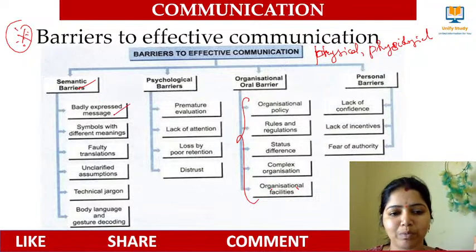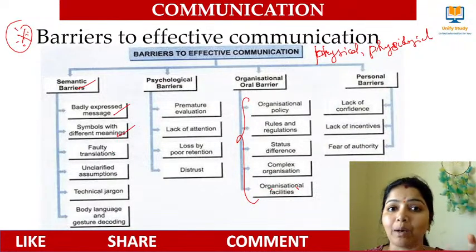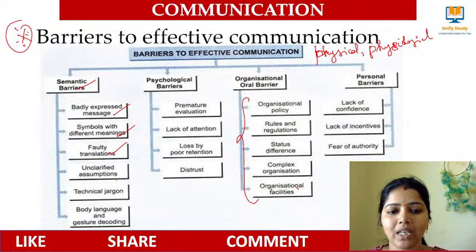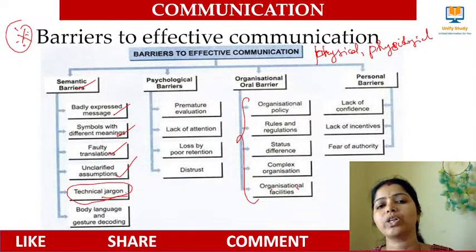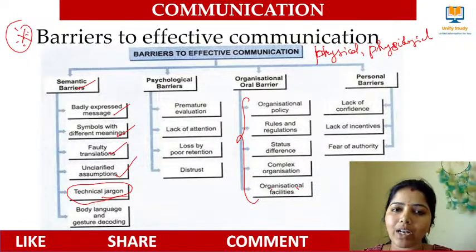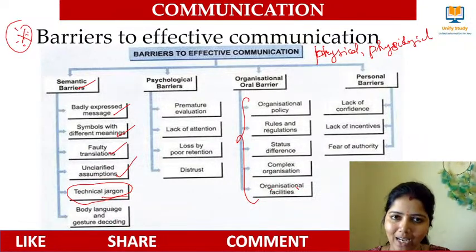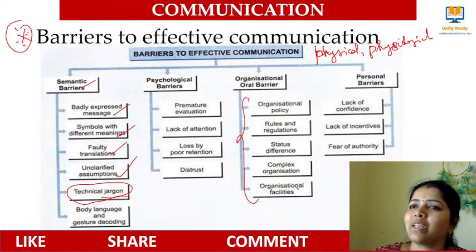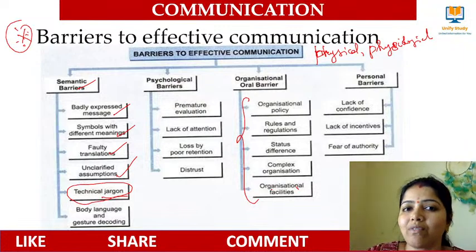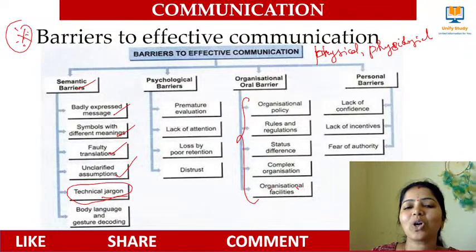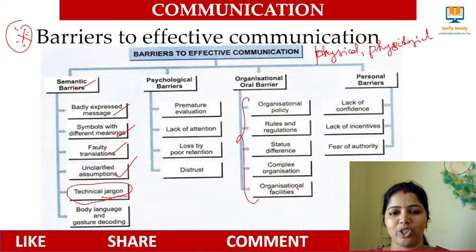So: badly expressed messages, symbols with different meanings, double meanings, faulty translations, translating in a wrong sense, unclarified assumptions, technical jargon. Jargon means using technical words that others will not be able to understand. Then body language and gesture decoding. Say I am not feeling good, so I'm sitting in a certain way. The people on the other end will misunderstand that person, thinking he was being disrespectful. So these are all the semantic barriers in communication.